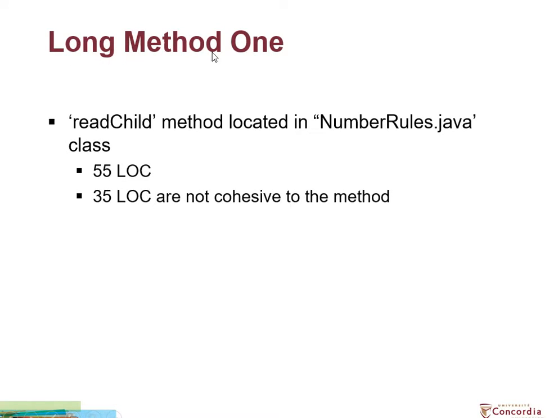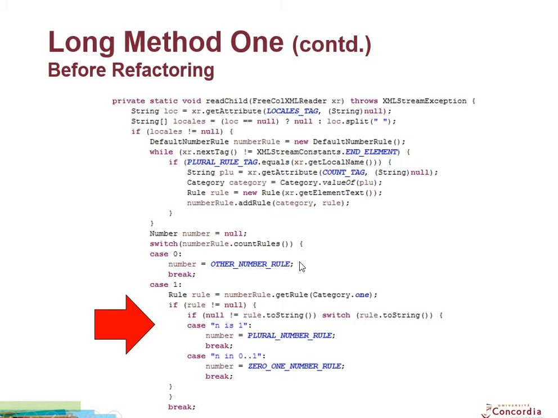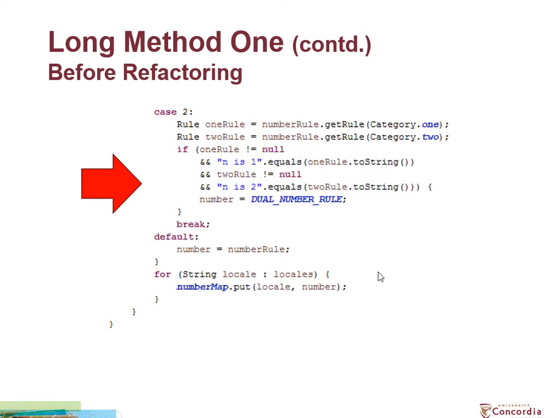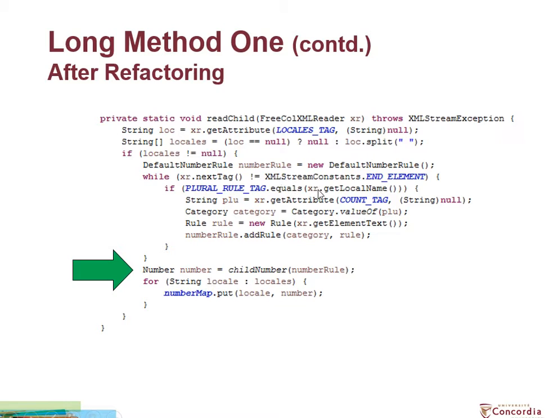We have two kinds of long method conditionals, and we put both of them here to make a comparison between these two kinds of long methods. The first one is a readChild method located in the NumberResults.java class. It has 55 lines of code, of which 35 are not cohesive to the method. As you see here, these are the unrelated codes, which we have extracted into another class, and we just put a reference to that method here.